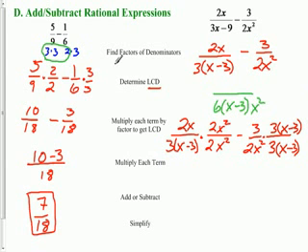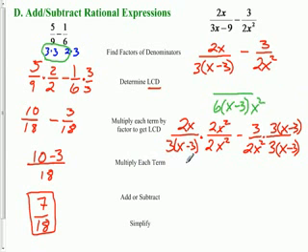Why did we do this? Look over here. To get 1/6 to a denominator of 18, we had to multiply top and bottom by 3. So here we're going to multiply top and bottom by a unique factor that gets our denominator where it needs to be.